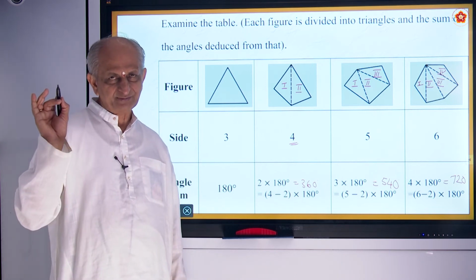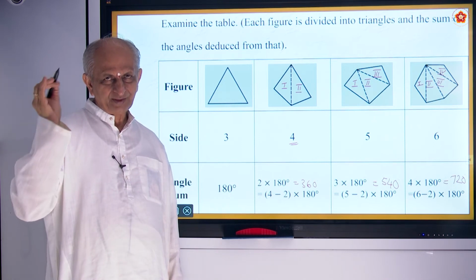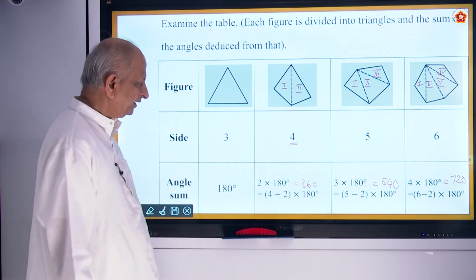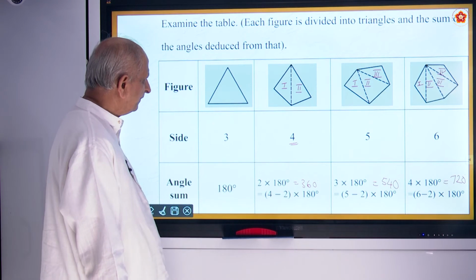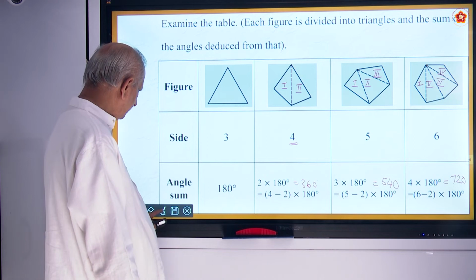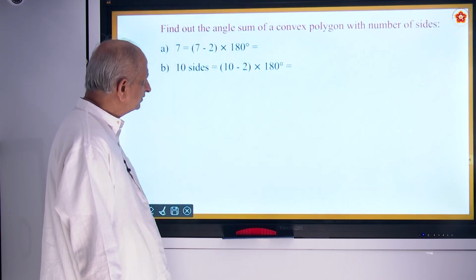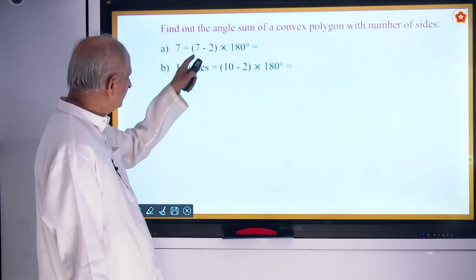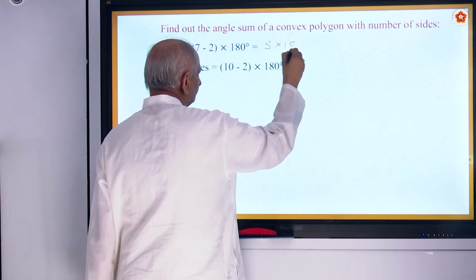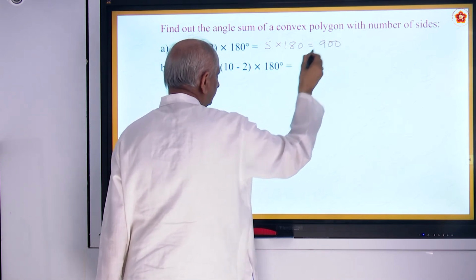Suppose you have 7 sides, how much? 7 minus 2, 5 into 180. 8 sides, 8 minus 2, that is 6 into 180. Like that you can extend it to any number of sides of a polygon. This is one of the methods of remembering things. So 7 sides means 7 minus 2 into 180, that is 5 into 180. Note down, 18 fives are 900 degrees.